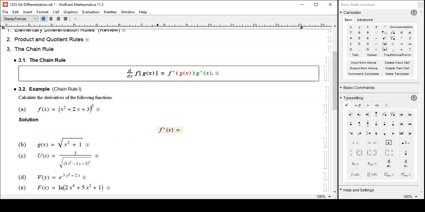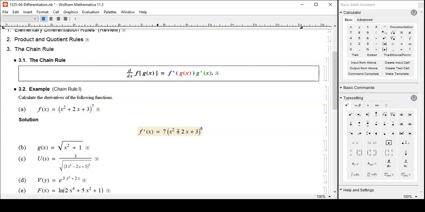How do you work it out? Well, outside function is this to the 7th power, so outside first. 7 and this thing to the 6th power. That's step 1. Now step 2, inside stays the same. And then that's not the end of the story. We have to multiply the derivative of the inside. 2x plus 2. And that completes the problem.